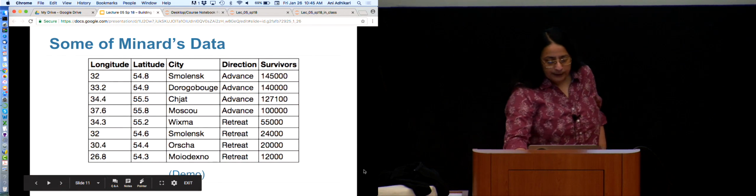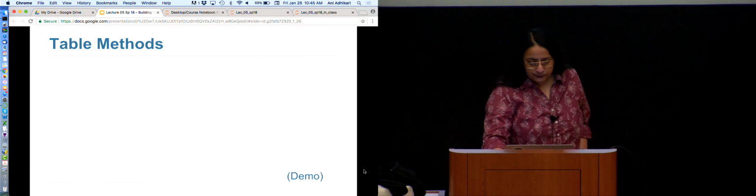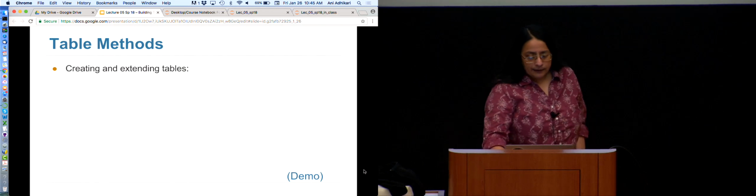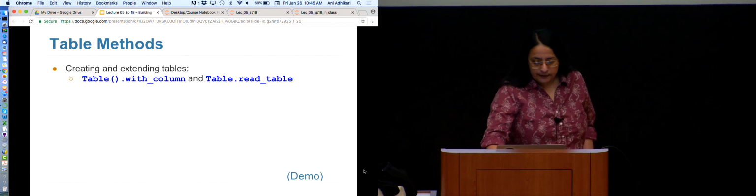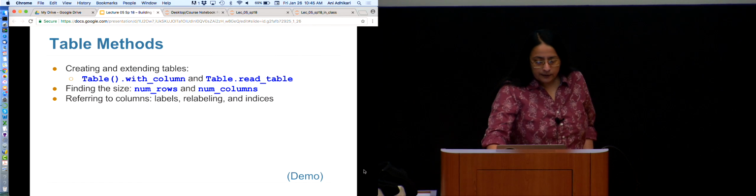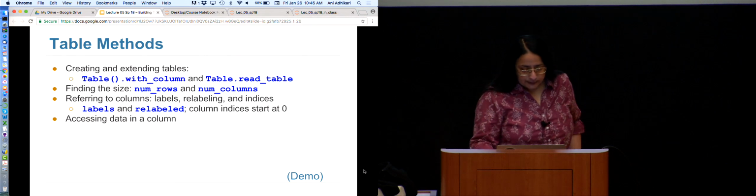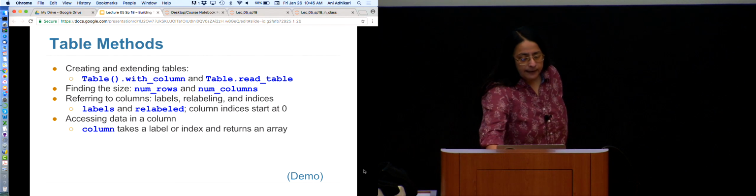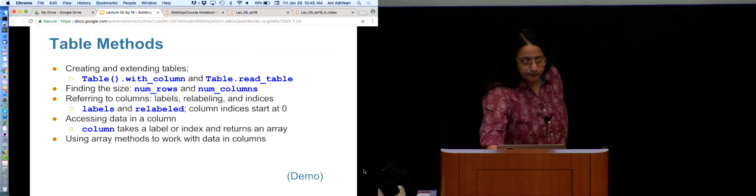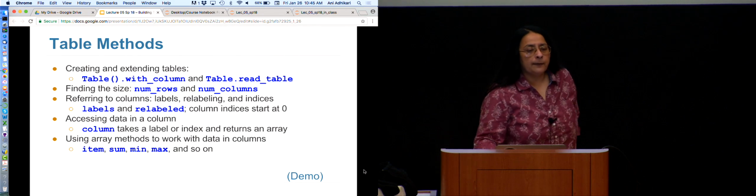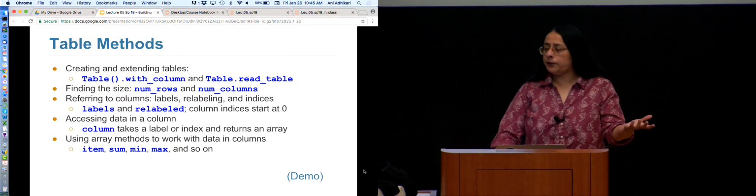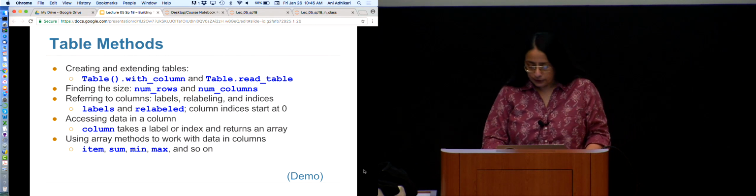Okay, so here was Minard's data, and we have gone through this. There are some table methods that we've discussed, creating and extending tables. You've got with_column, read_table, num_rows, num_columns. Labels and relabel, you can change the label of a column. You want to see us do that? Let's just go through the rest of these. Column takes a label or an index, returns an array. You can do item, sum, min, max. Once you've got an array, it's just an ordinary array, and you can do whatever you wanted to do to arrays.